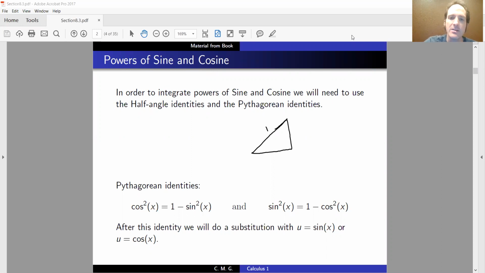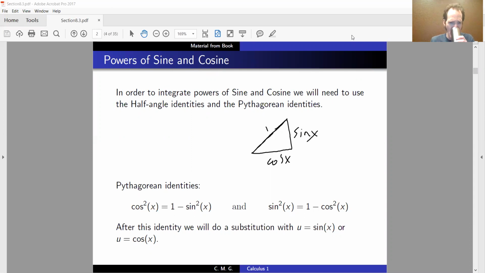If we take the hypotenuse to be 1, the side lengths here are actually sine of x over here and cosine of x over here. Then the sum of the squares of the two legs of that right triangle is the square of the hypotenuse. The hypotenuse is 1, so that's 1, and it's equal to sine squared plus cosine squared. And so that's the idea.